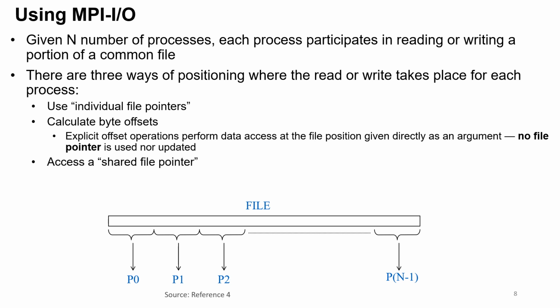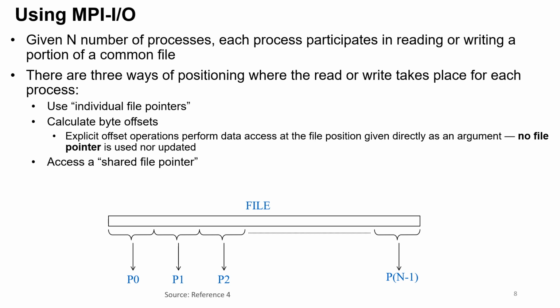Let us consider the scenario in which we are given n number of processes in a compute job, and each process participates in reading or writing a portion of a common file. Now, there are 3 ways of positioning where the read or write takes place for each process. We can use individual pointers, or we can calculate explicit byte offsets, or we can use the shared file pointers.